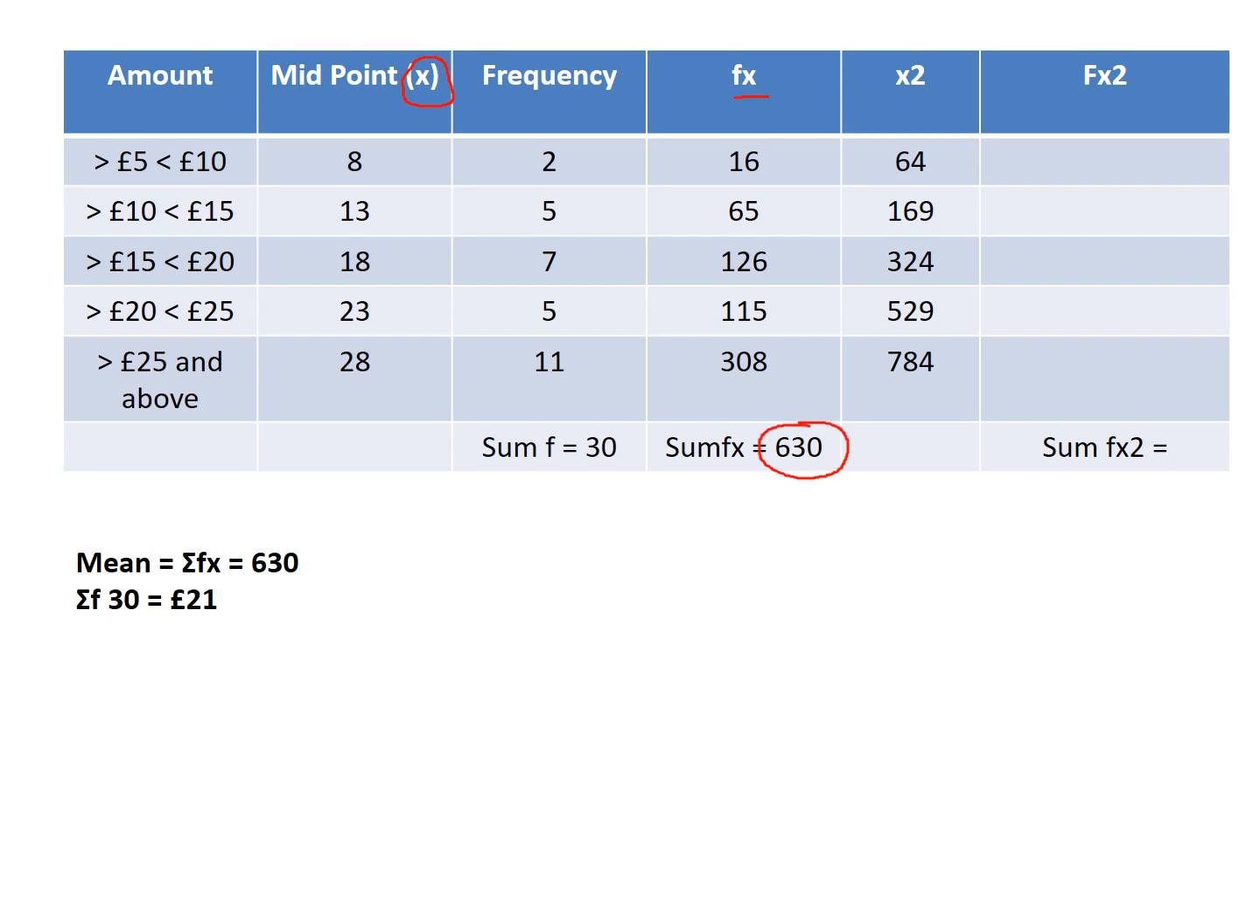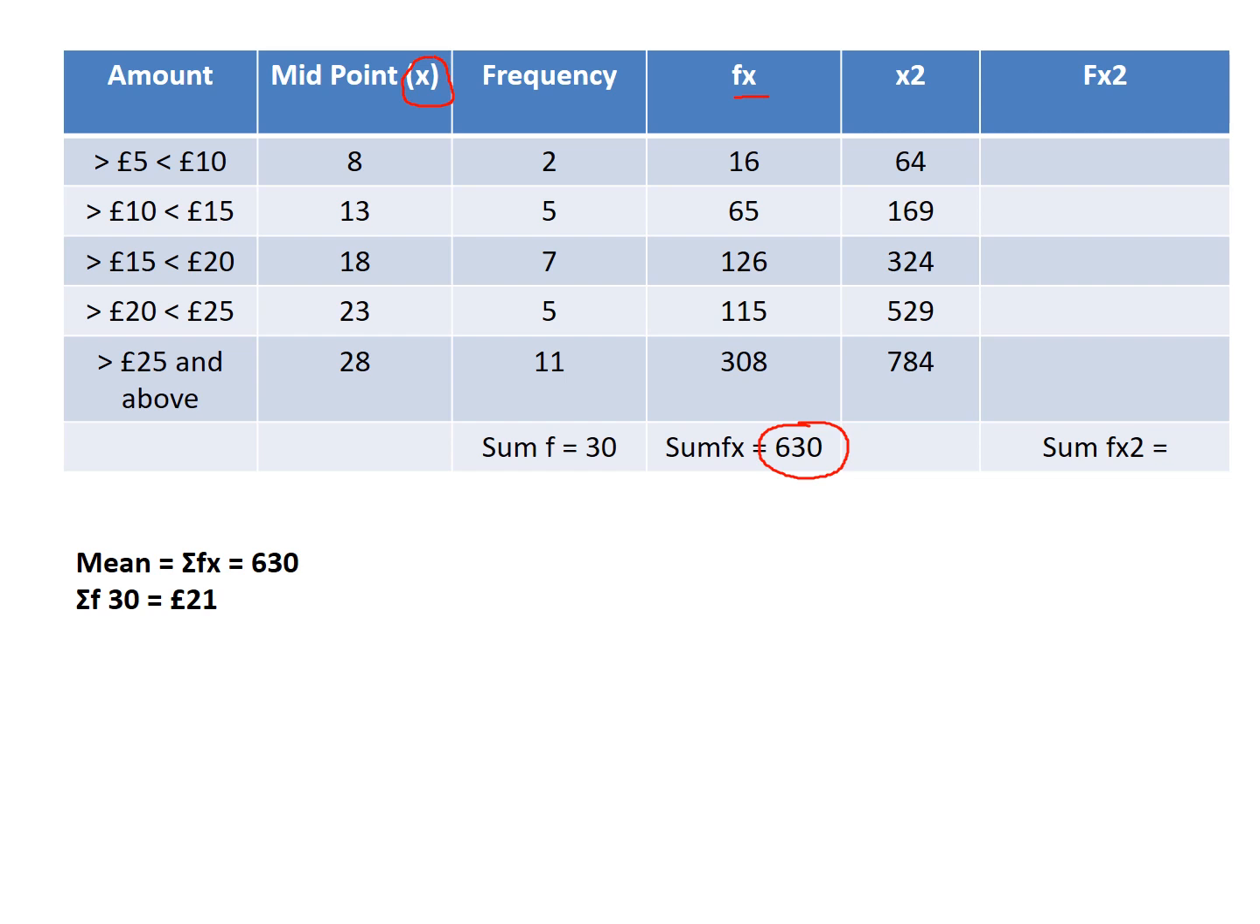630. So now in the table, if you can remember, we started off with the amount and we started off with the frequency. Then we created the midpoint. Then we completed the data on the frequency times the midpoint. 8 times 2, for example, is 16. And then the next column we completed was x squared. So x squared, so 8 times 8 is 64, 13 times 13 is 169, and so on and so forth.